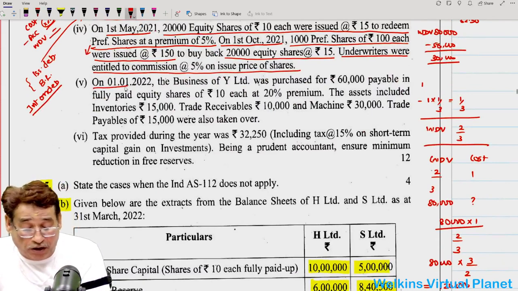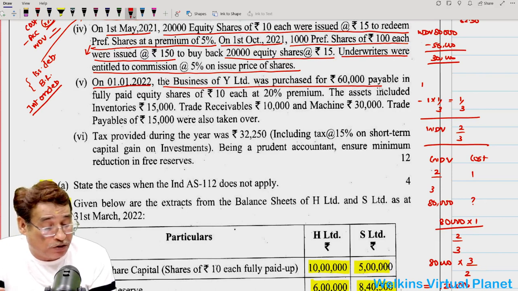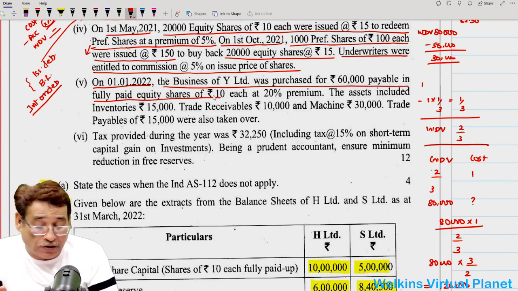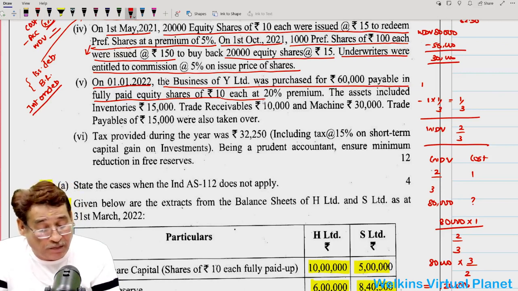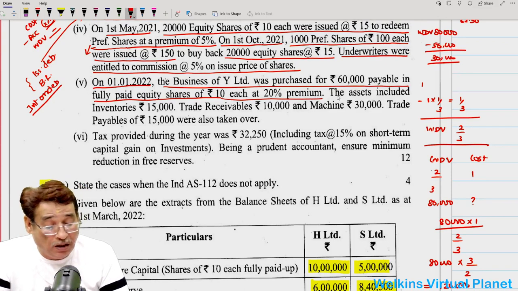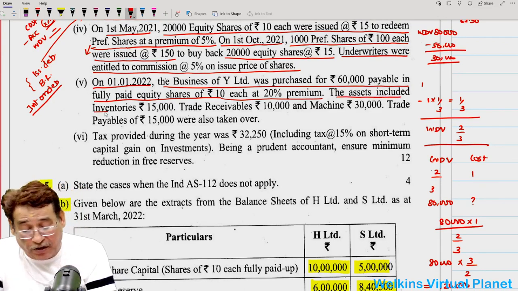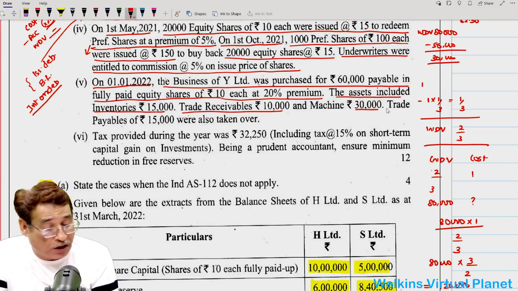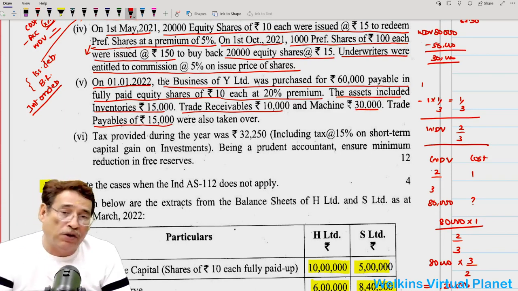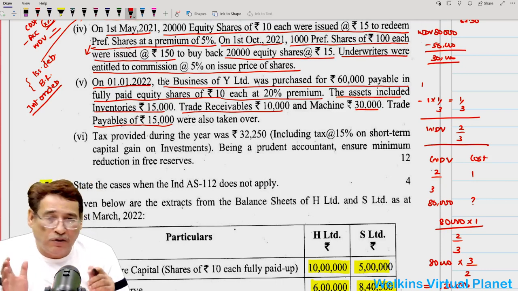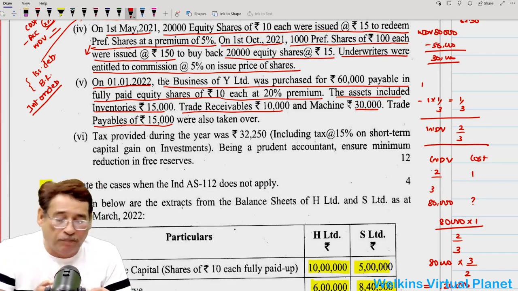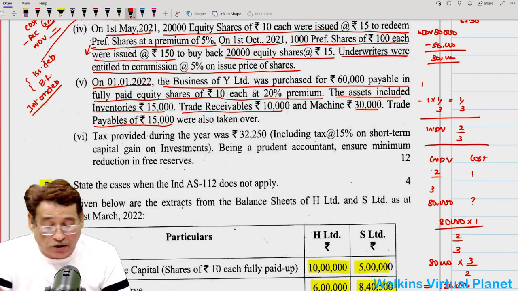Also, the question says that on 1/1/2022, the business of Y Limited was purchased for 60,000 in fully paid equity shares of 10 each at 20% premium. The assets included inventories 15,000, trade receivable 10,000, machine 30,000, and trade payables 15,000. You took over some assets and some liabilities, so you purchased net assets, but you purchased it for 60,000, and you told the vendors that you are going to pay them by issuing equity shares of rupees 10 each at 20% premium.